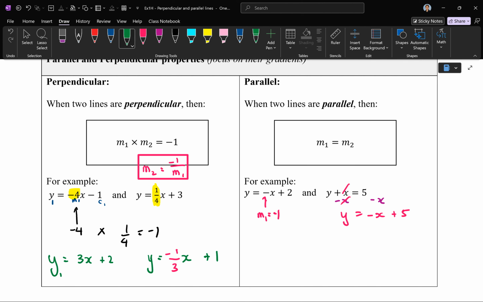So if I gave you an example, if I told you that y1 was negative 1/5 x plus 7, and I wanted the second line to be parallel, and I'm going to make up the y-intercept, let's say plus 8, what must the gradient be in this case?